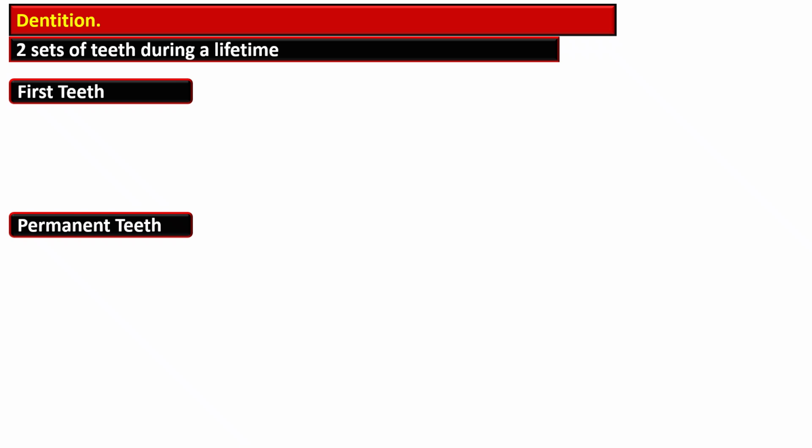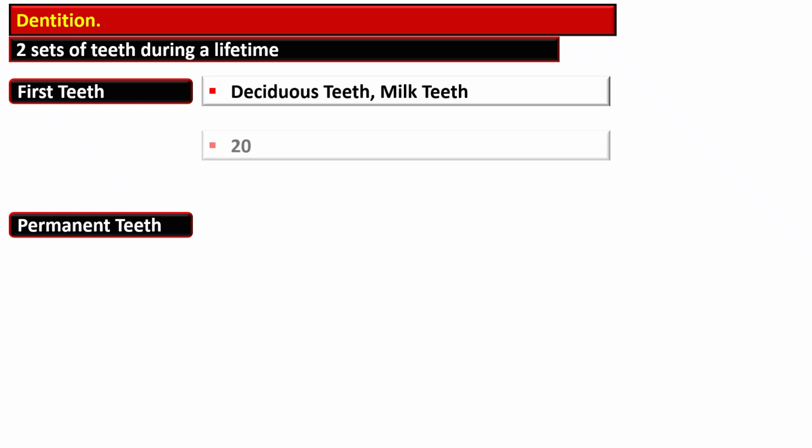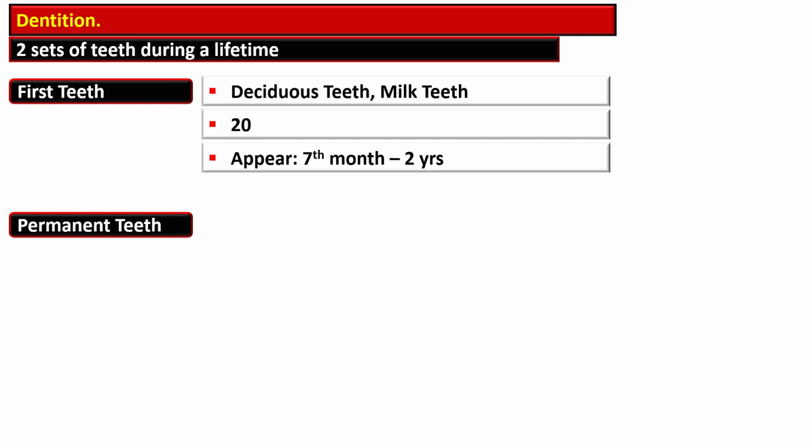In humans, there are two sets of teeth in a lifetime. The first set is called deciduous teeth or milk teeth. They are 20 in number, and their eruption starts between 7 months to 2 years of age, and they last until approximately 6 to 13 years.